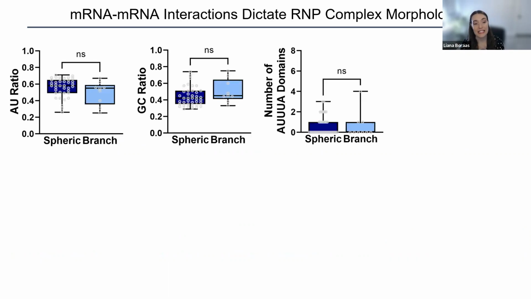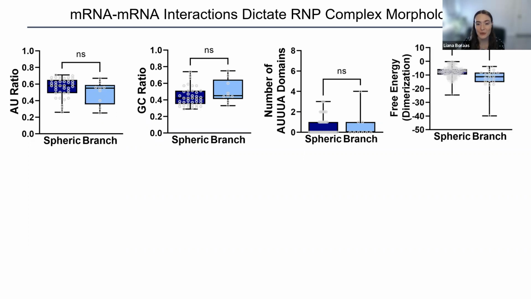We then looked back at the sequence specificity, but there seemed to be no significant difference. The AU-GC ratio wasn't different. Neither was there an increase in the number of AU domains. And one of our collaborators suggested, hey, why don't you look at RNA-RNA interactions? I mean, that would make sense. They're making these branch morphologies.